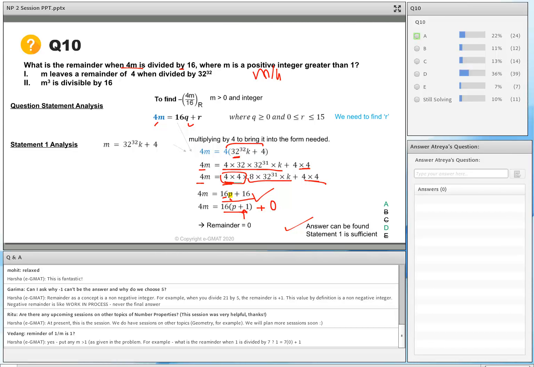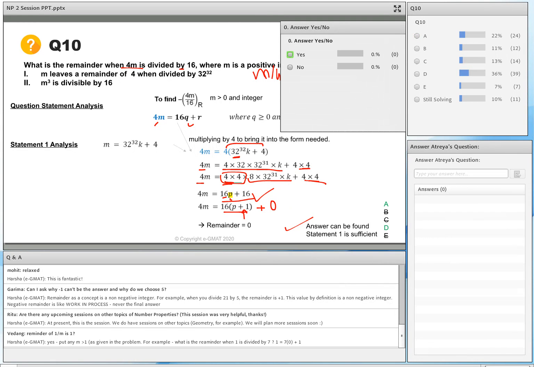Before I move into statement 2, very quickly, the yes or no poll, guys. Is the first statement sufficient? Is the solution for this clear? Again, at any point in time, I am going to open the short answer poll. If you have any question, post that question in the short answer poll. I can see 4 of you not clear. So very quickly post that question in the short answer poll. Which is that part that you could not understand?